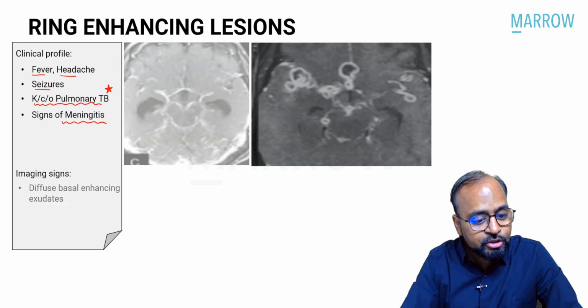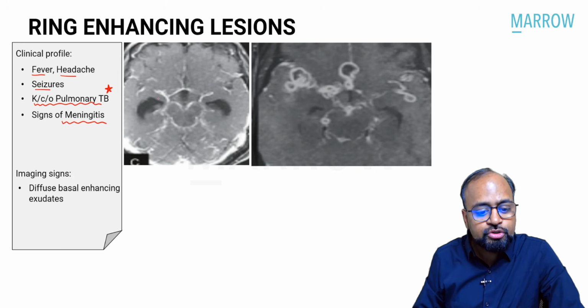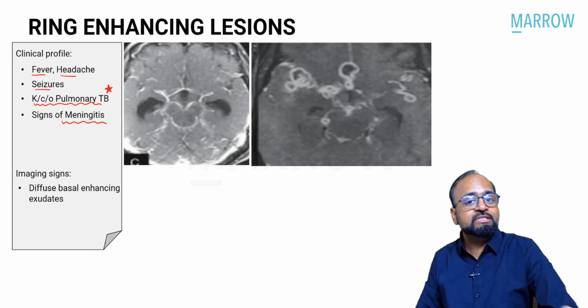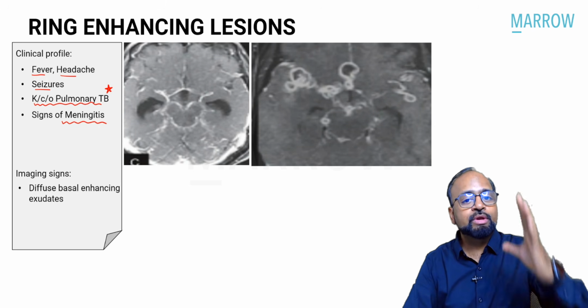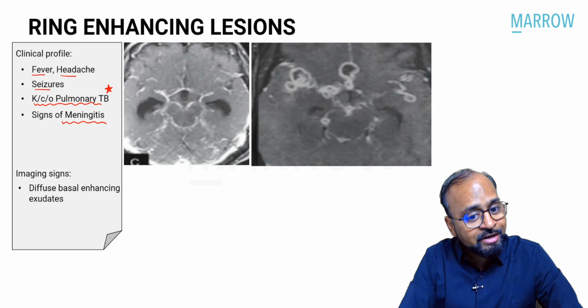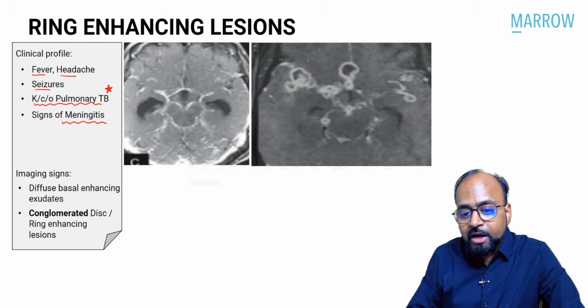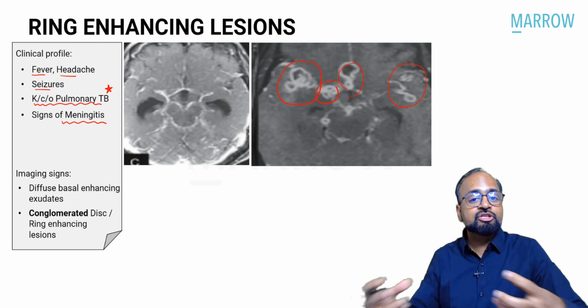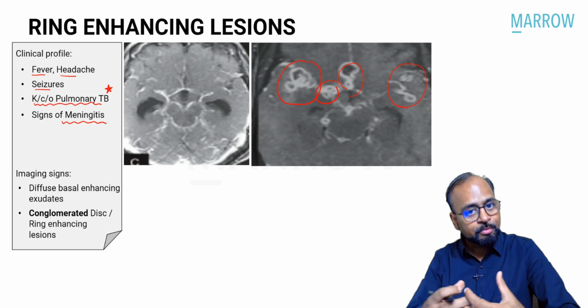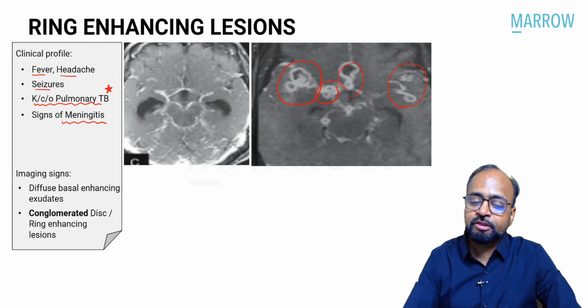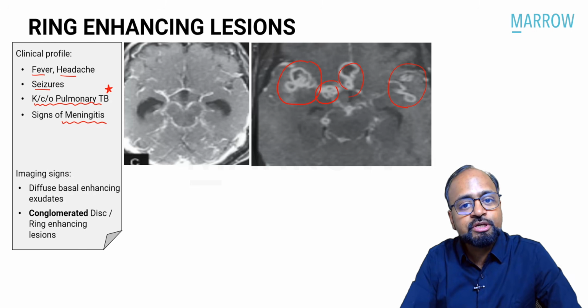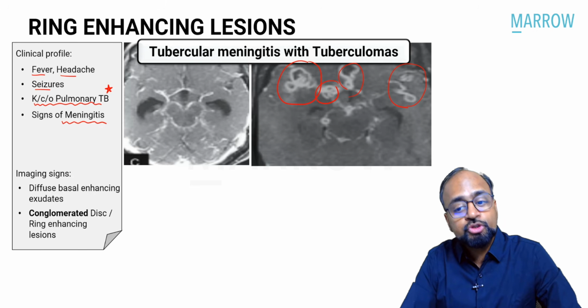What do you see on imaging? You see diffuse basal enhancing exudates. All the basal cisterns at the base of the brain are filled up with infective exudates. You give contrast and they are going to enhance in a significant manner. And in the brain parenchyma, you see multiple conglomerated ring enhancing lesions. Can you see multiple ring enhancing lesions? They are as if bunched together, conglomerated together. This is a very, very peculiar feature of tuberculosis infections involving the brain, and these ring enhancing lesions that you see in tuberculosis are nothing but tuberculomas.